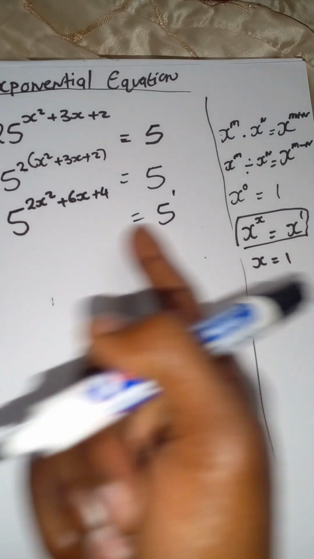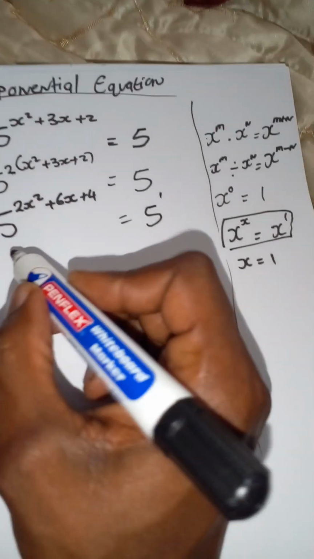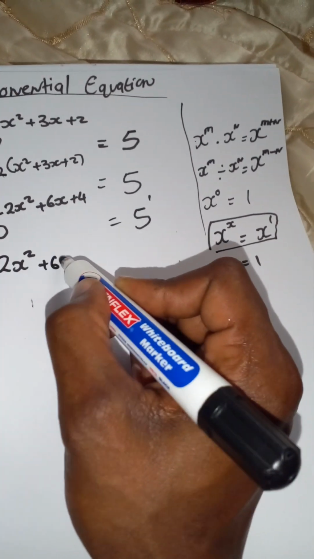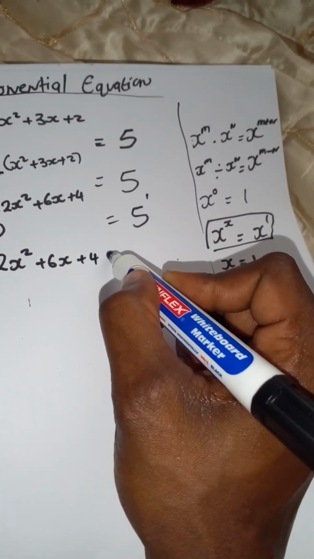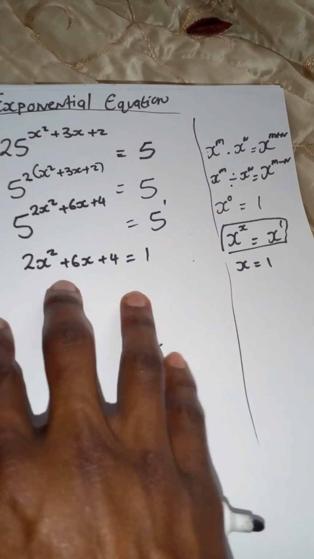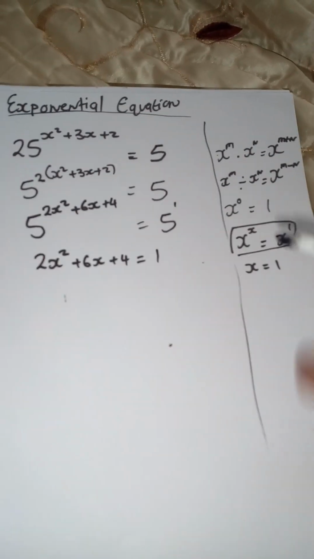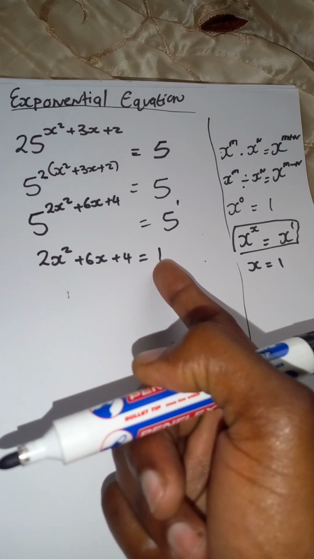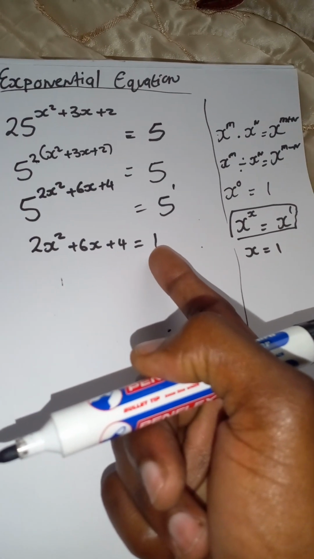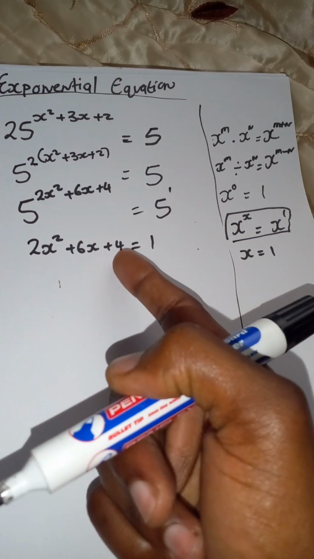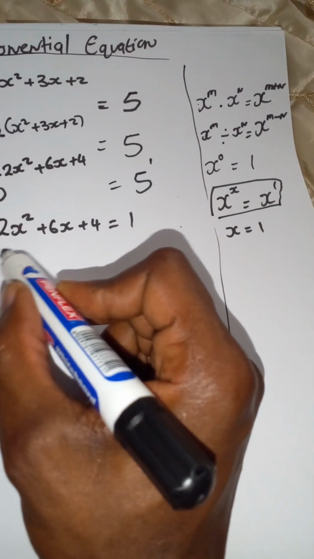So now that our bases are the same, then we can equate our exponents. We've got 2x squared plus 6x plus 4, and now it is going to be equal to 1. So now this looks like a trinomial equation. So we must make sure that the other side of the equal sign is equal to 0. That means we have to take the 1 to this side. Since 1 is positive on the other side, taking 1 to this side, we have to say negative, or we subtract the very same 1.